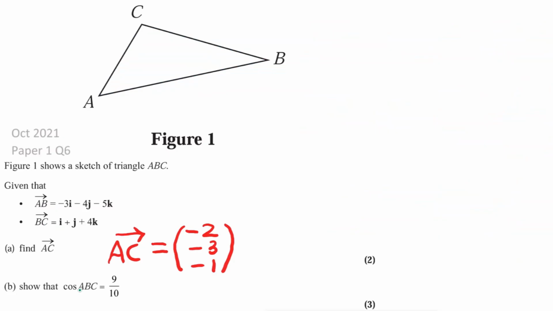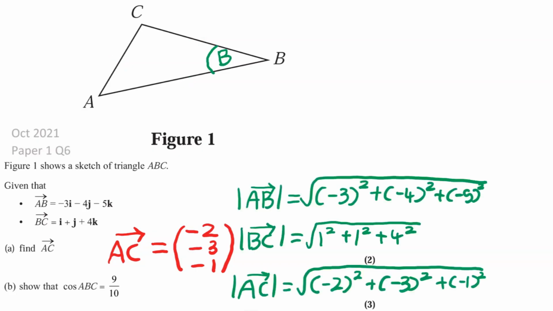Okay, and then for part b, we need to show that cos of ABC is equal to 9 over 10. Okay, so the angle ABC is going to be this angle here. And let's just label this B, okay? So we need to find what this angle is here. Now, because we've got the vectors of all three sides, we've got the vector of AB here, we've got the vector of BC here, and we figured out in part a the vector of AC. What we can do is find the magnitudes of all these vectors and therefore figure out what the lengths of these sides are. So that's what I've done down here.